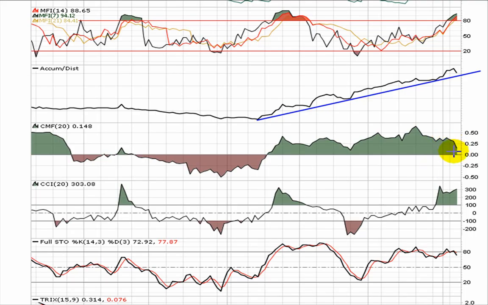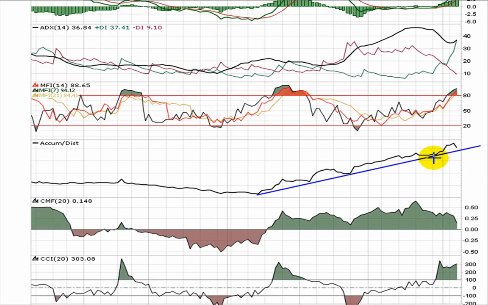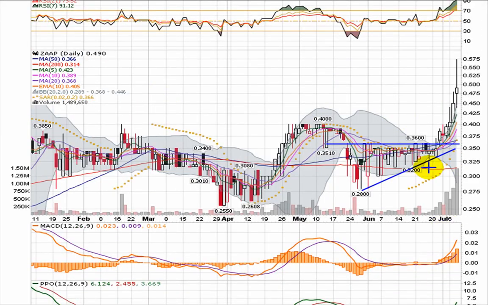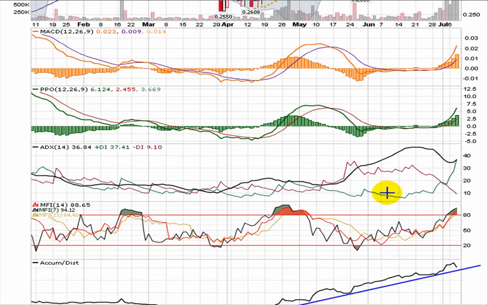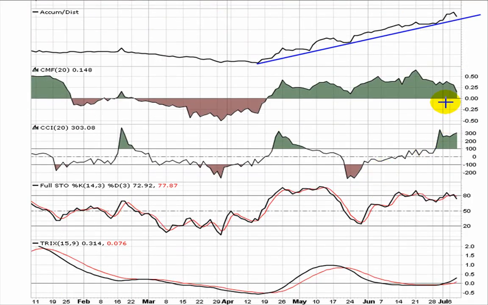Chaikin money flow, this must have taken a hit on selling yesterday. When it dives back down like that, that's because of the long upper shadow, showing that there's some profit taking going on, and that's why you see this Chaikin money flow wanting to dive off like it is.